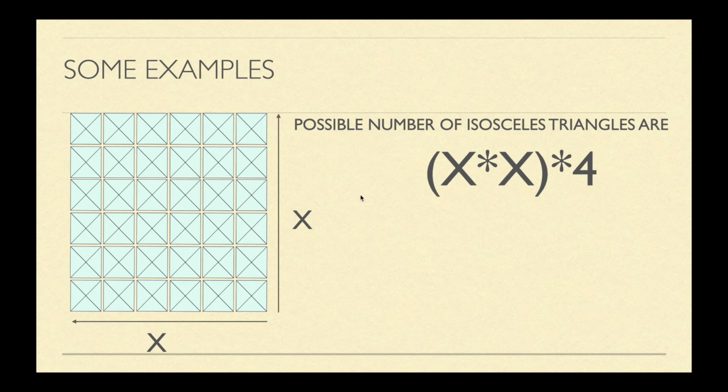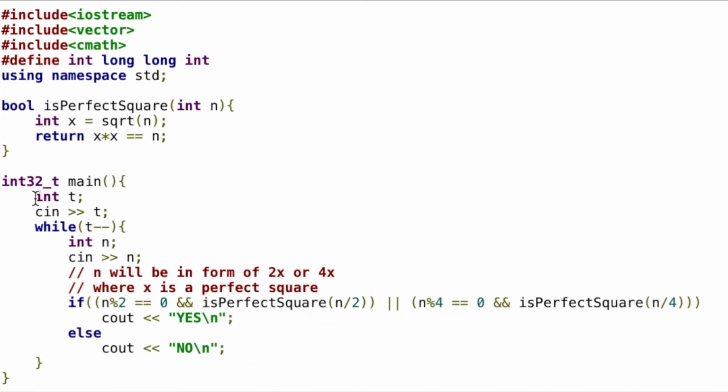So let's talk about code now. You can see I have scanned t number of test cases. Now in every test case I am scanning n. I told you that our n will be in the form of x into 2 or x into 4. So what I mean is our answer should be in the form of 2x or 4x, where x should be a perfect square.